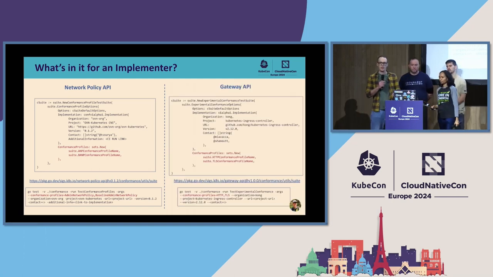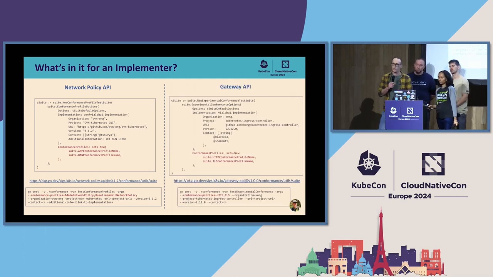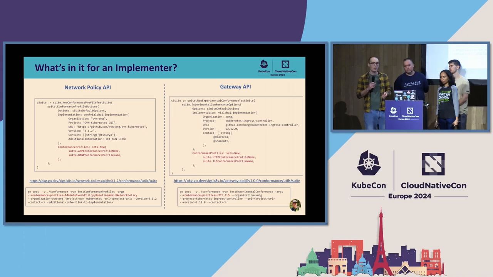Yeah, so let's say that you are an implementation, and you don't want to use the Go library because, for whatever reason, maybe your project isn't written in Go. And so the Gateway API provides a CLI as well. The CLI is just a wrapper around the conformance test machinery, and everything can be easily configured by just setting the proper command line flags. So there is also this possibility.